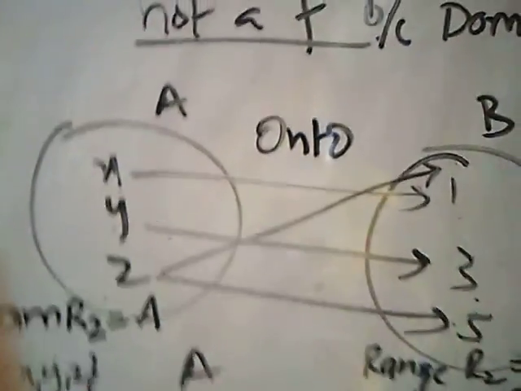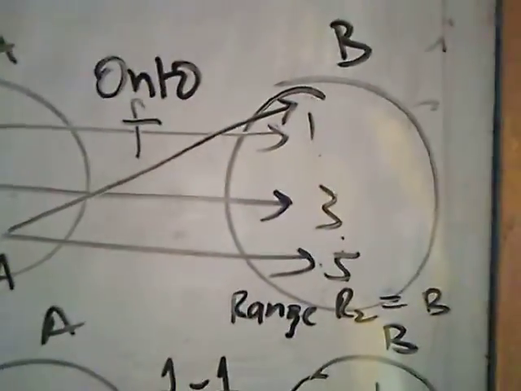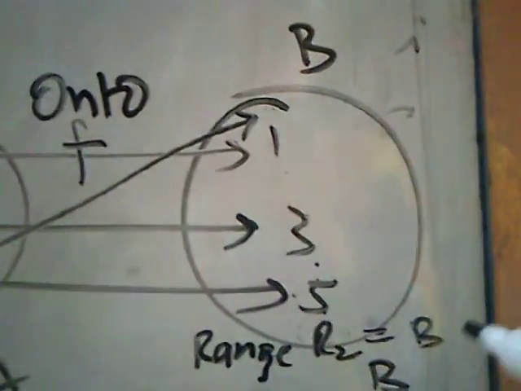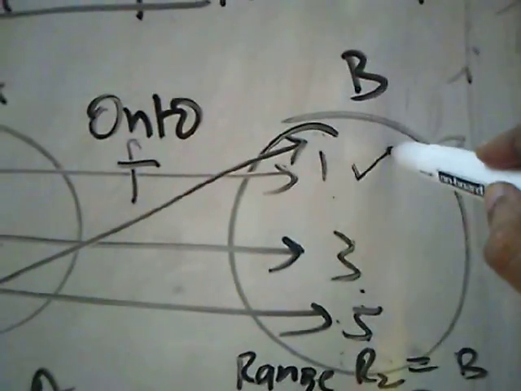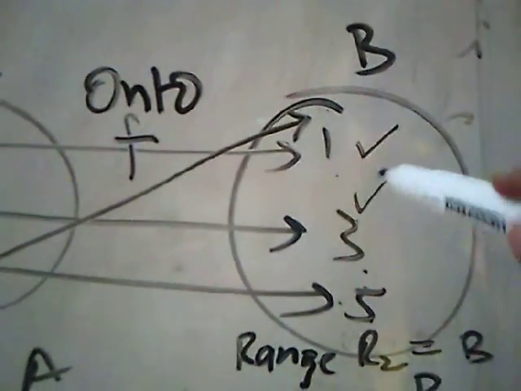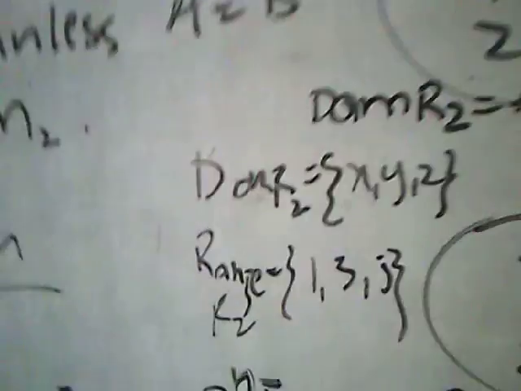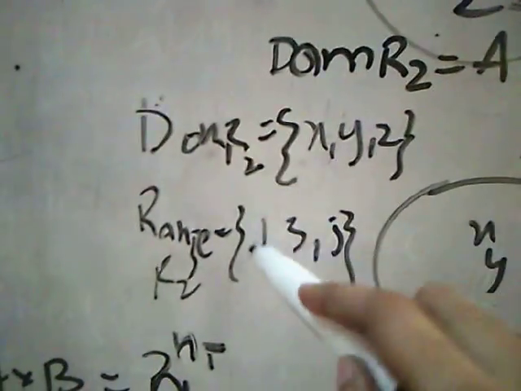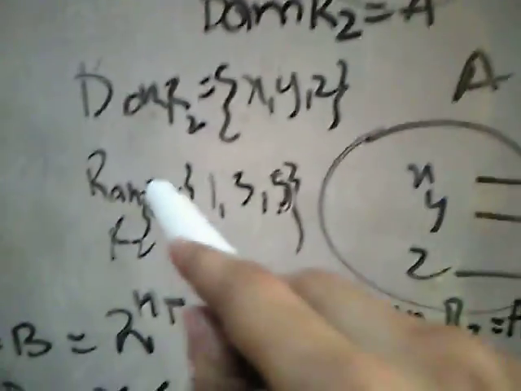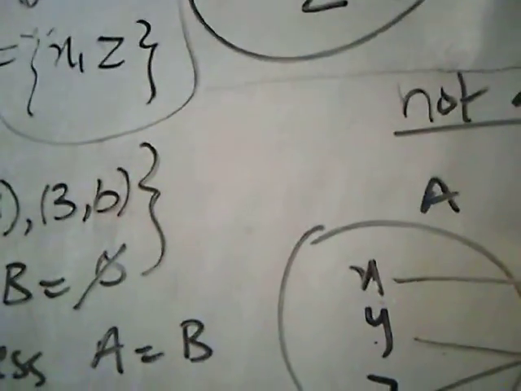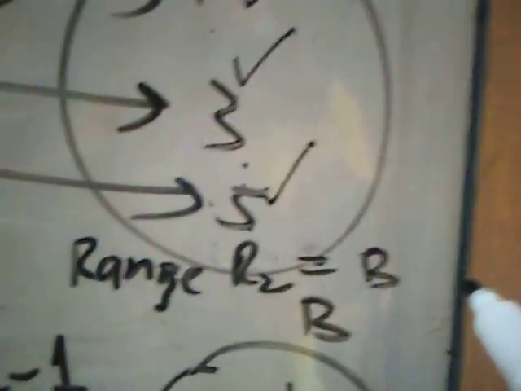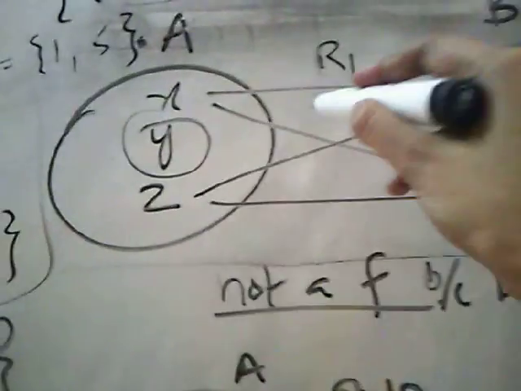What kind of function is it? It is an onto function. What is an onto function? It is a function such that the range of the function is equal to set B. Over here 1 is used, 3 is also used, 5 is also used. So all the members 1, 3 and 5 are used. Since the range of R2, 1, 3, 5, is the same as set B, 1, 3, 5, we can say that the range of R2 is equal to B. So this is an onto function. This was not a function, this is an onto function.